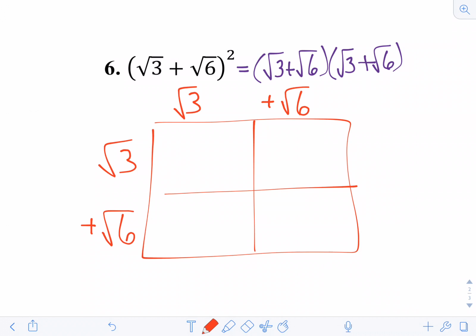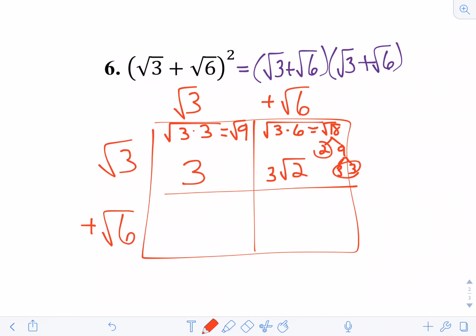Okay, so here you have the square root of 3 times 3, which is the square root of 9. Well, the square root of 9 simplifies to just 3. Here you have the square root of 3 times 6, which is equal to the square root of 18. Okay, so for 18, you can do 2 and 9, which is 3 and 3. Here's your pairs you would pull out, and you have a 2 that's left over, so you have 3 square roots of 2.